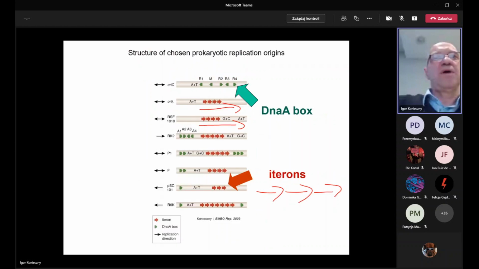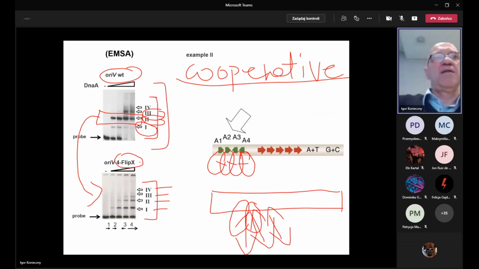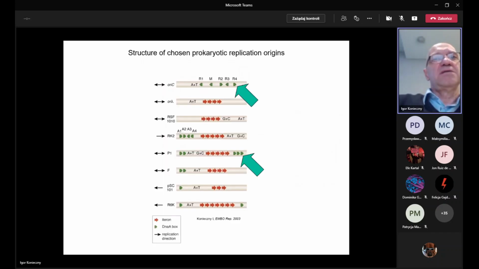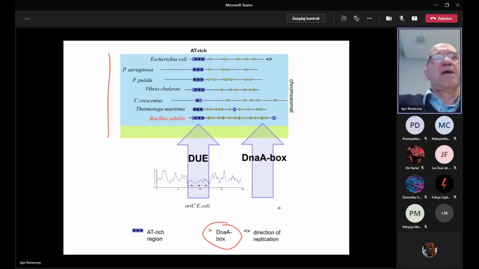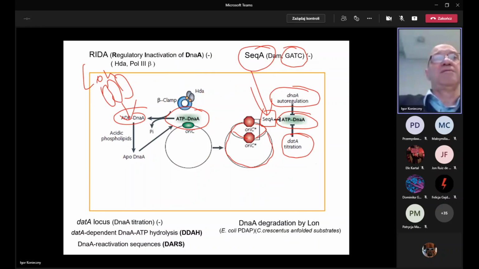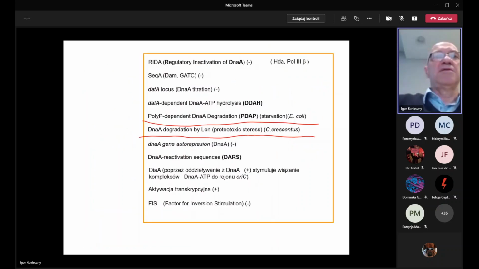Okay, so this is it. And the cooperative and non-cooperative interaction of the DnaA protein or whatever protein, and how to identify this cooperativity using the electrophoretic mobility shift assay, EMSA. And the beginning of the regulation. So this complex story about the regulation. And this is just a summary of the regulation which we discussed in the first part of the lecture.